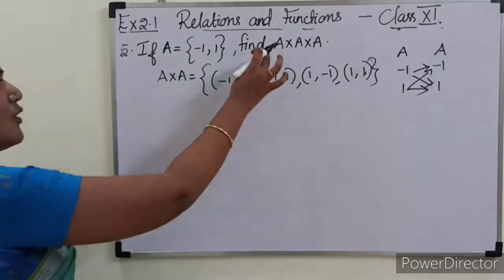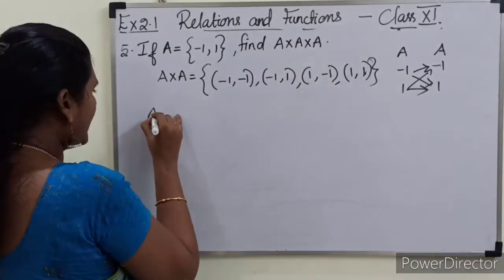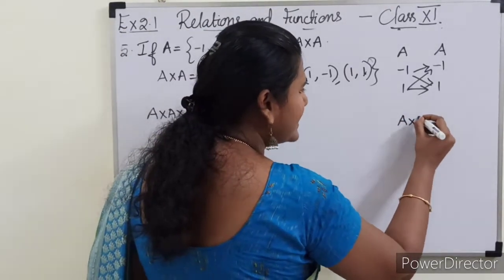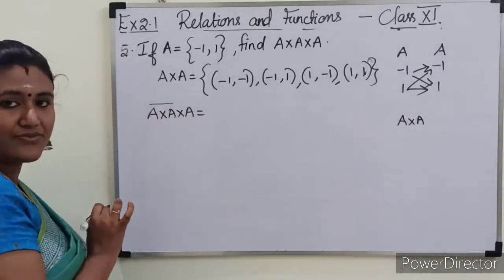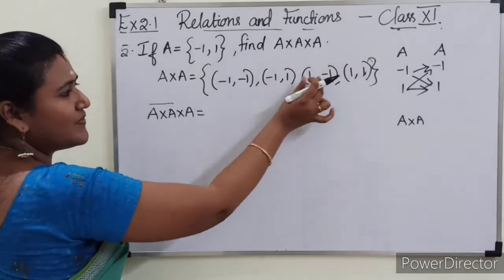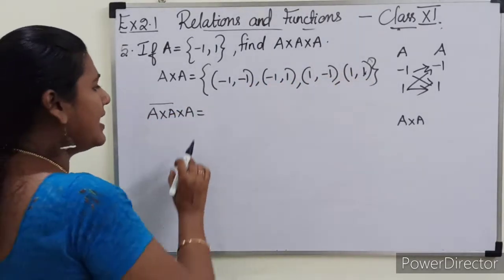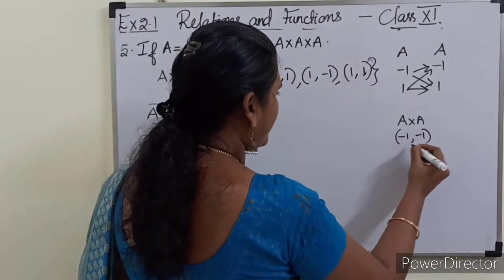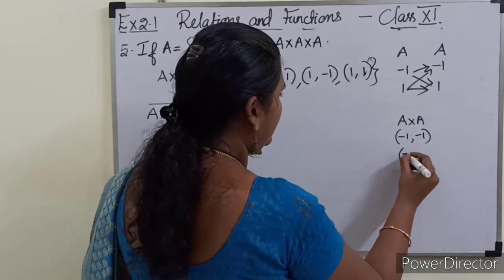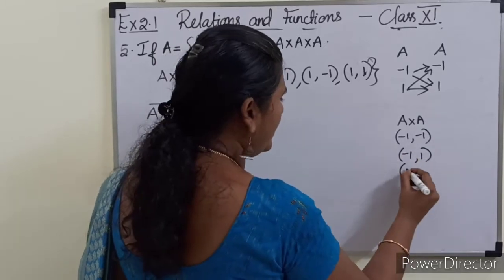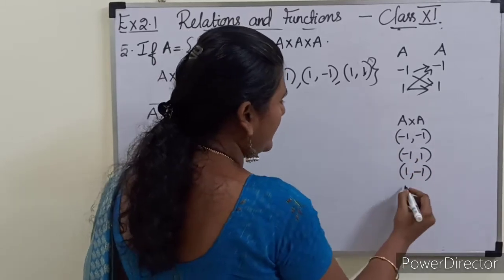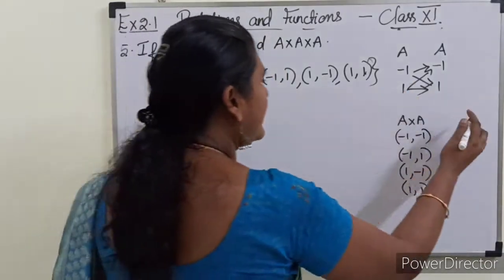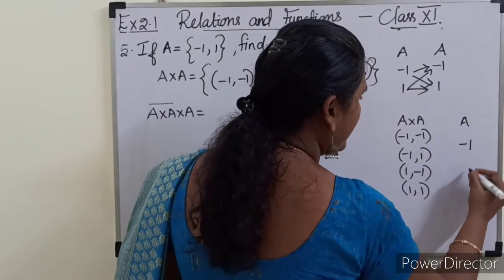Now we have to find out A cross A cross A, so that is the product of 3 sets. How will you find this? Here we will consider A cross A as the first set, and the second set is A. So for A cross A, we first write the elements: (-1, -1), (-1, 1), (1, -1), (1, 1). So this is the first set, A cross A. Then the set A, again we write -1, 1.